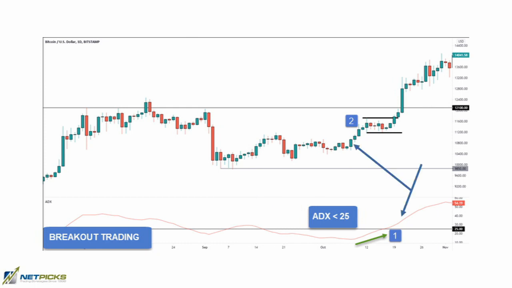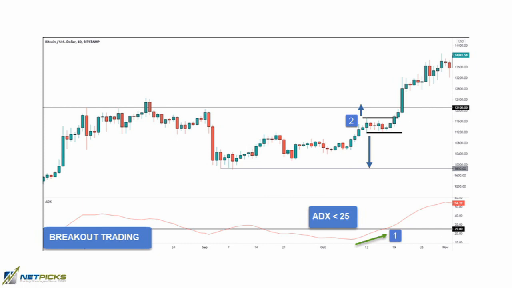So look at number 1, the ADX is rising while it's below 25, which by looking at the price action, we know we're getting some upside strength. Number 2, this is a trading range, and we actually have a series of inside candlesticks.